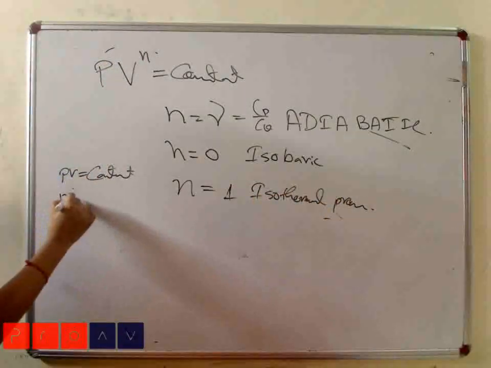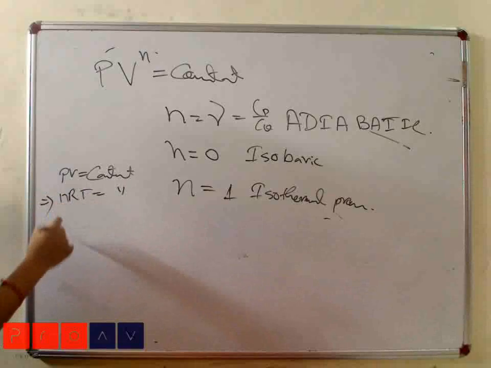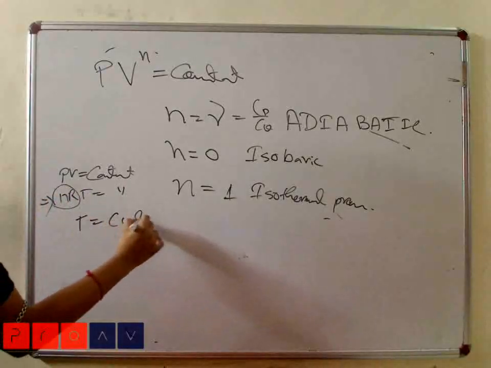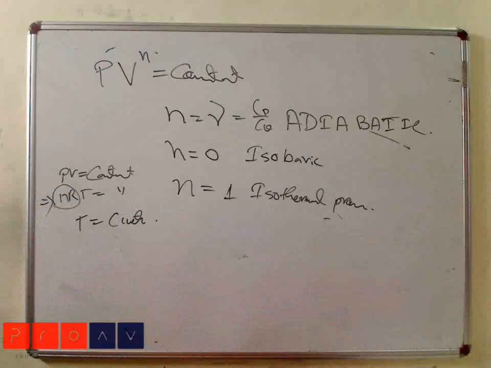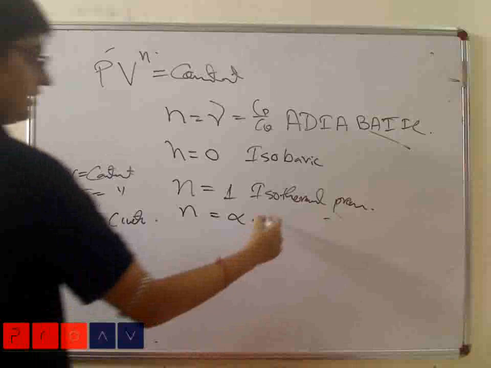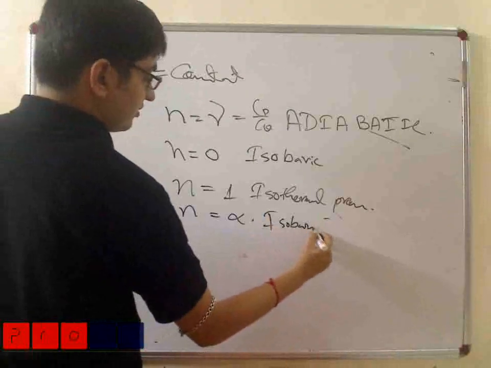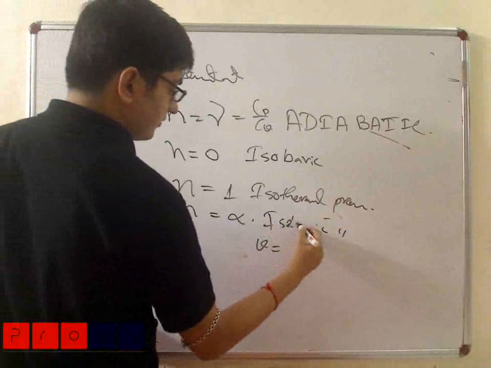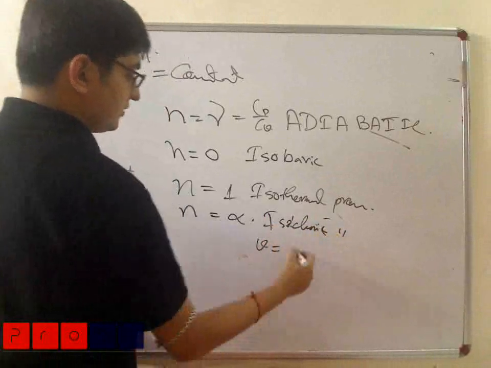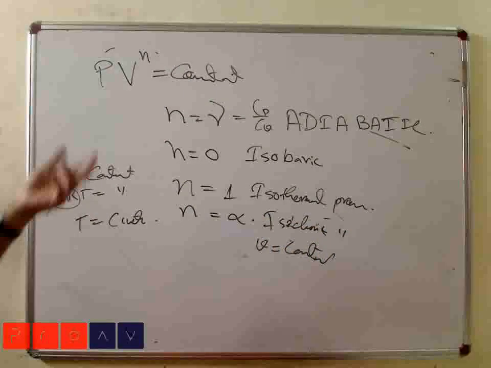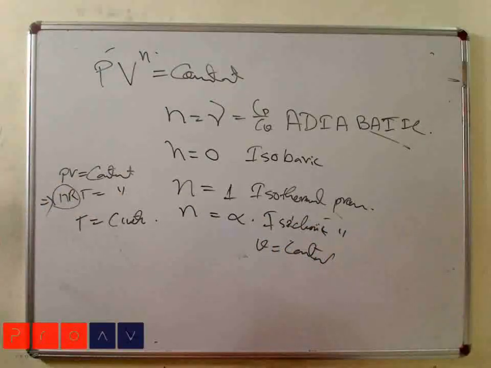Now PV is equal to nRT, means nRT is equal to constant. Now n and R are already constant, so it indicates T is equal to constant. When n is equal to 1, it is isothermal process, and when n is equal to infinity, then it is isochoric process, which means V is equal to constant. So depending upon the value of n, it is adiabatic, isobaric, isothermal, or isochoric.